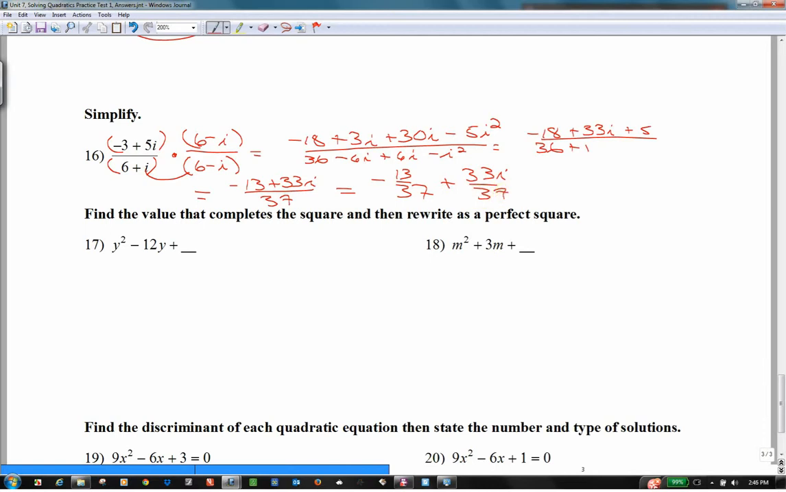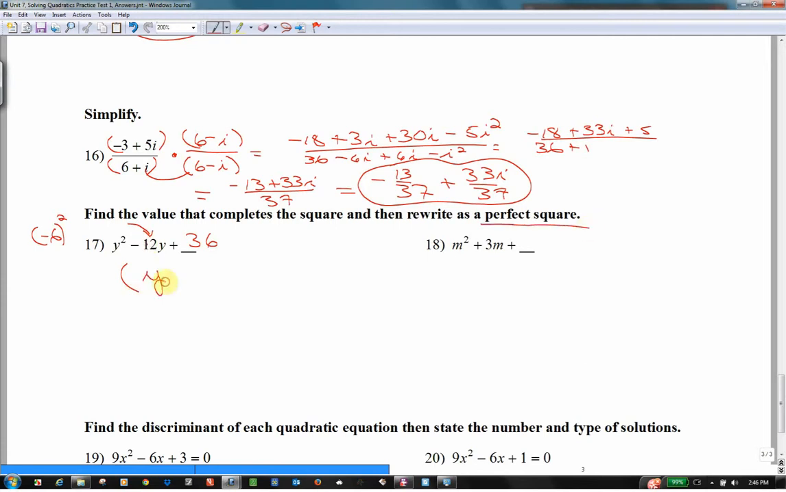Okay, moving on to the next ones, I need to find something that's going to give me a perfect square. So I look at the middle term, and I take half of that. So a negative 12. So what I'm going to have is I'm going to take a negative 6, and I'm going to square it. So that's going to give me plus 36. So the value of c that makes it a perfect square is 36, and I have to write it as a perfect square. So that would simply be half the middle term, so negative 12 minus 6 squared.